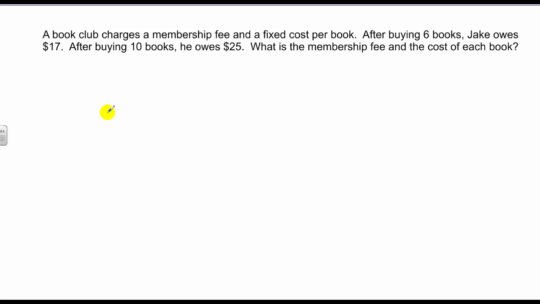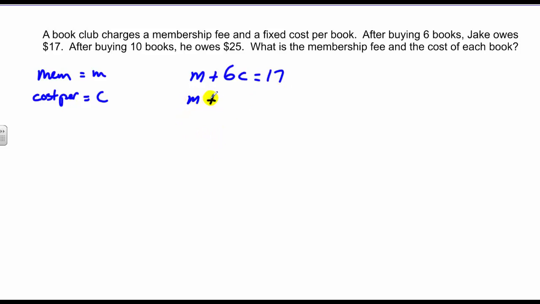So in this problem, you've got a book club charging a fixed cost per book and a membership fee, and after buying 6 books, Jake owes $17. After buying 10 books, he owes $25. You want to know the membership fee and the cost per book. So let's call our membership fee M and our cost per book C. And it says we've got the fixed cost, or the membership fee, plus 6 books. So 6 at a cost per book is equal to $17. And then if he has a membership fee and 10 books, then that's going to be $25.